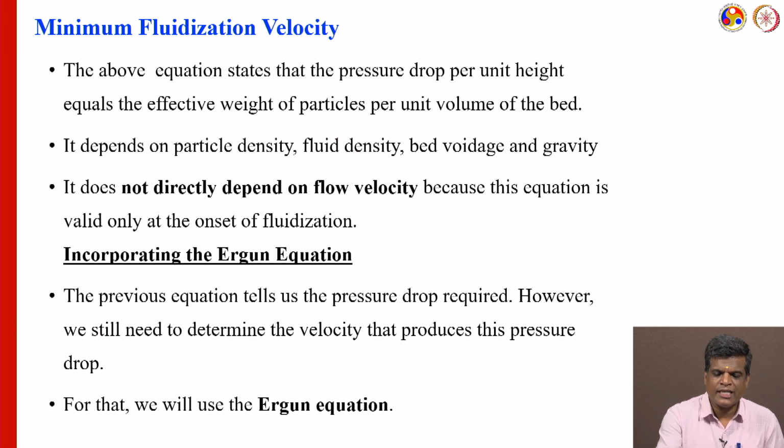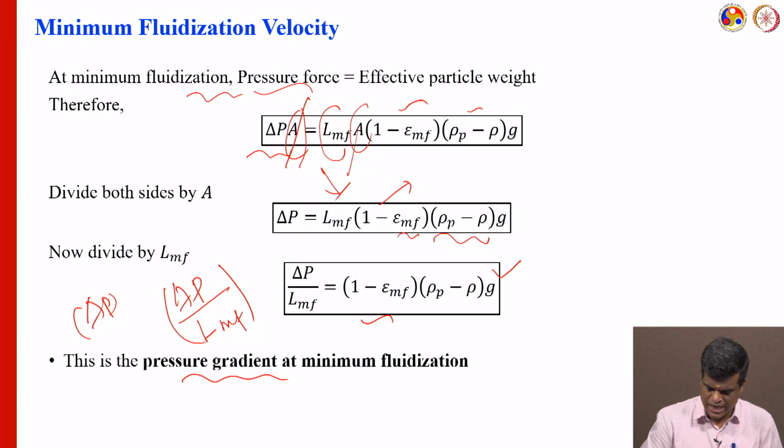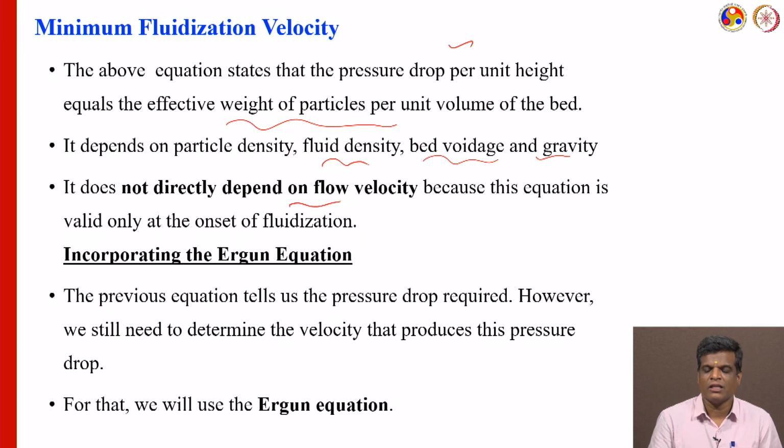So the above equation states that the pressure drop per unit volume of bed equals the effective weight of particles per unit volume of bed. So it definitely depends on the particle density, fluid density, bed voidage and gravity. But it does not directly depend on the flow velocity. You just see here, there is no velocity here, it does not depend on the flow velocity, because this equation is valid only for the onset of fluidization. So there is no velocity.